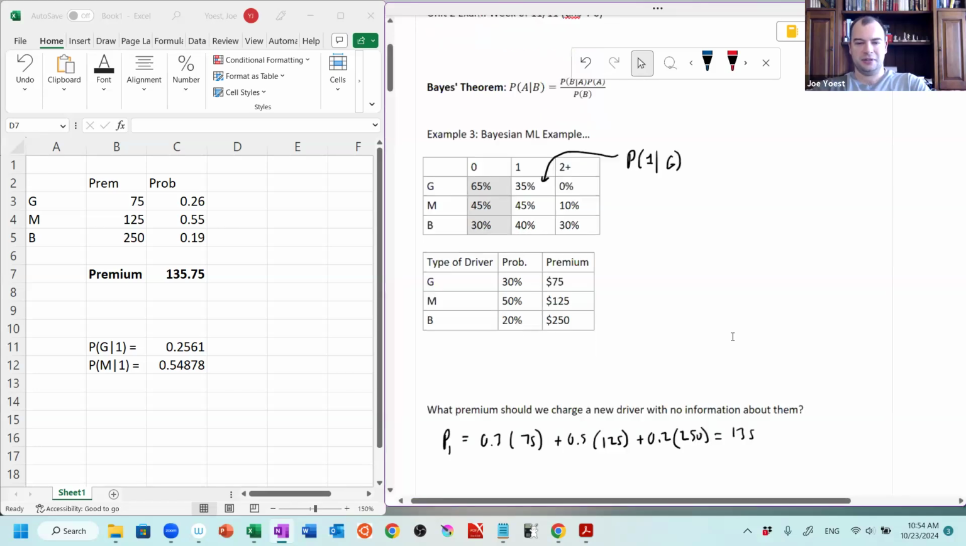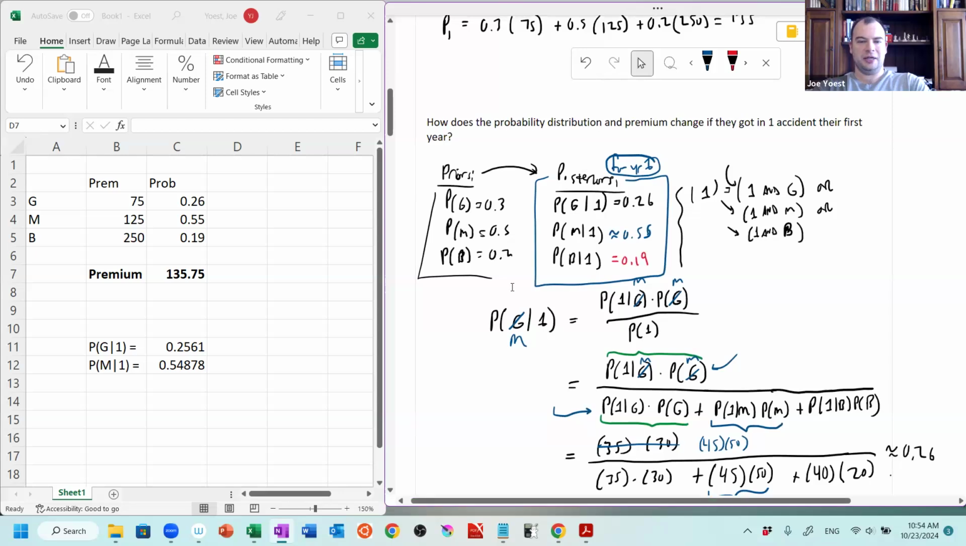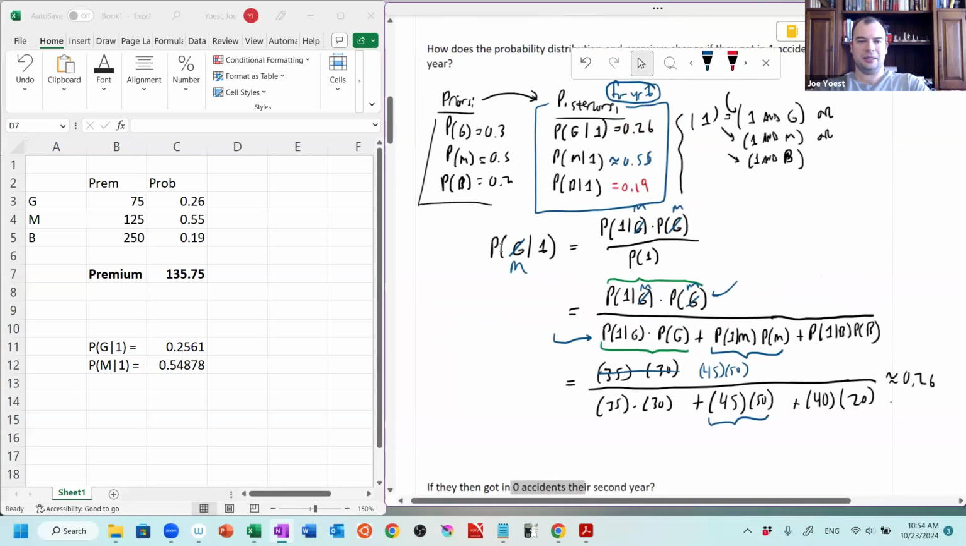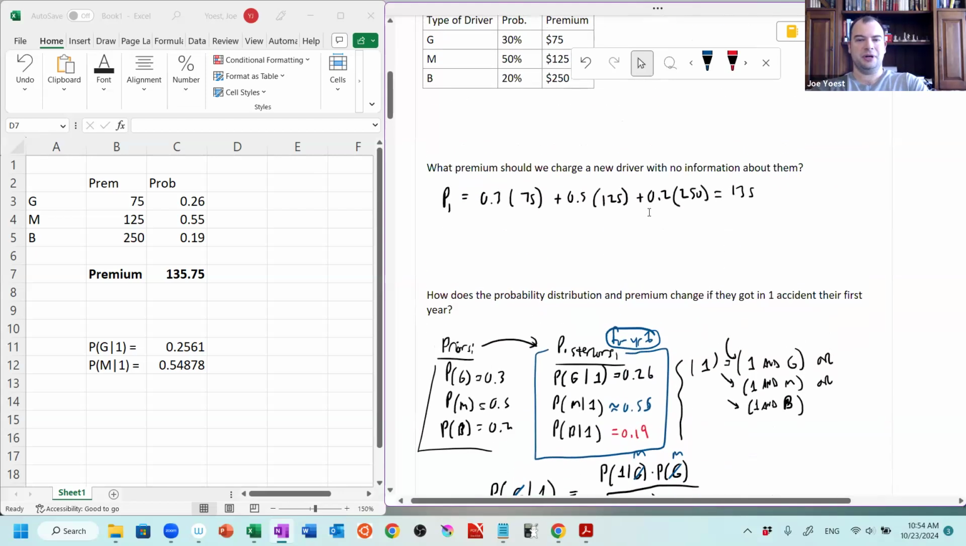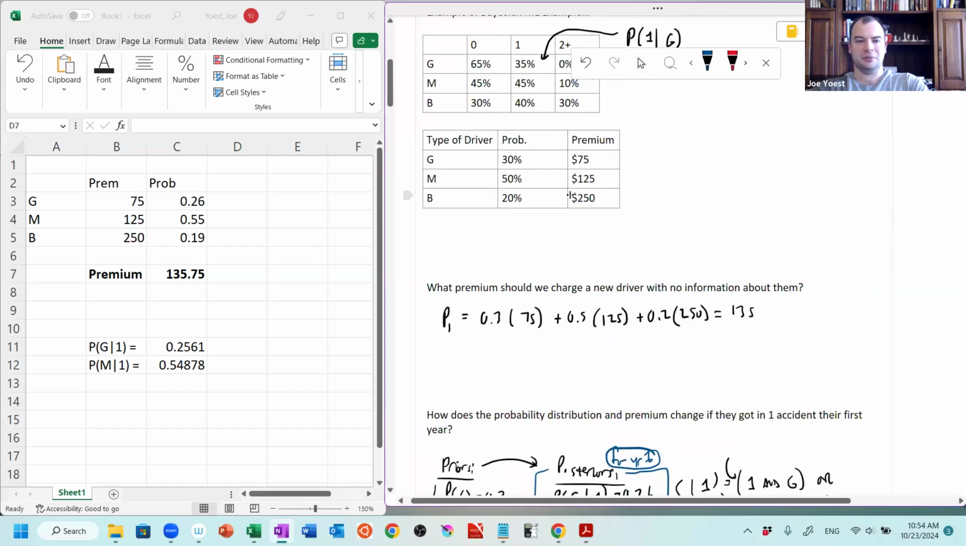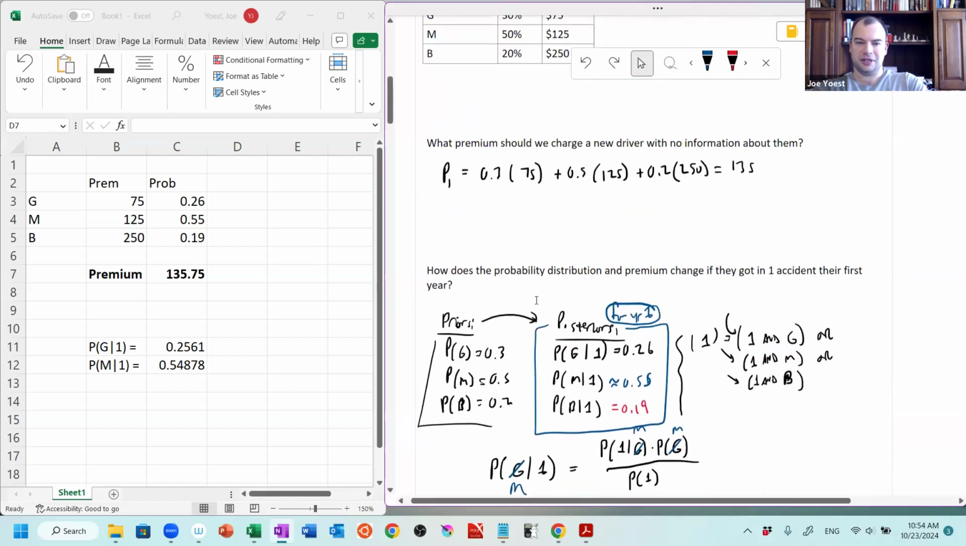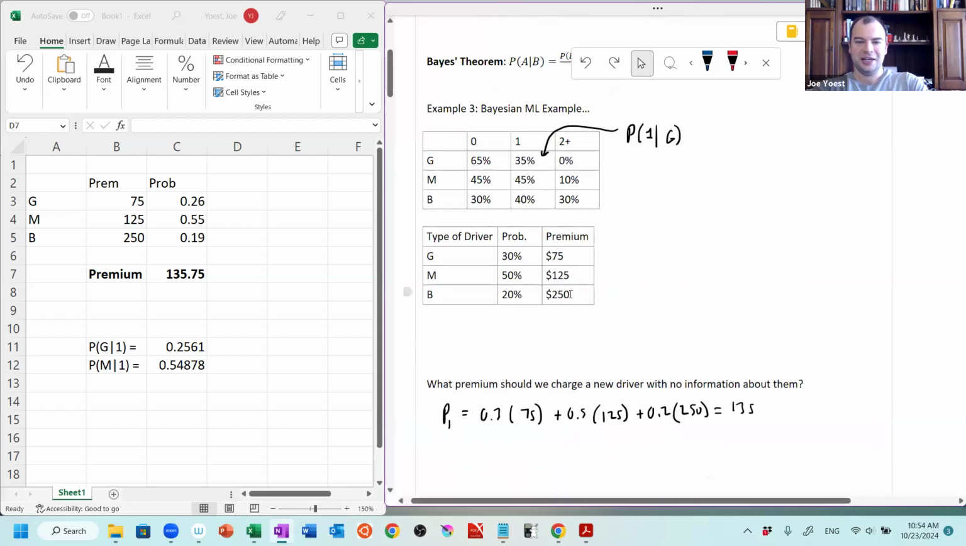So I would expect that my updated probability after year 2 of them being a good driver is probably going to go up. It's going to go from 0.26 up to a higher number. And their probability of being a bad driver is probably going to go down, from 0.19 down to probably a lower number. And the effect that has on their premium is they get to pay a smaller proportion of the 250 and a larger proportion of 75, and that should drive their premium down.